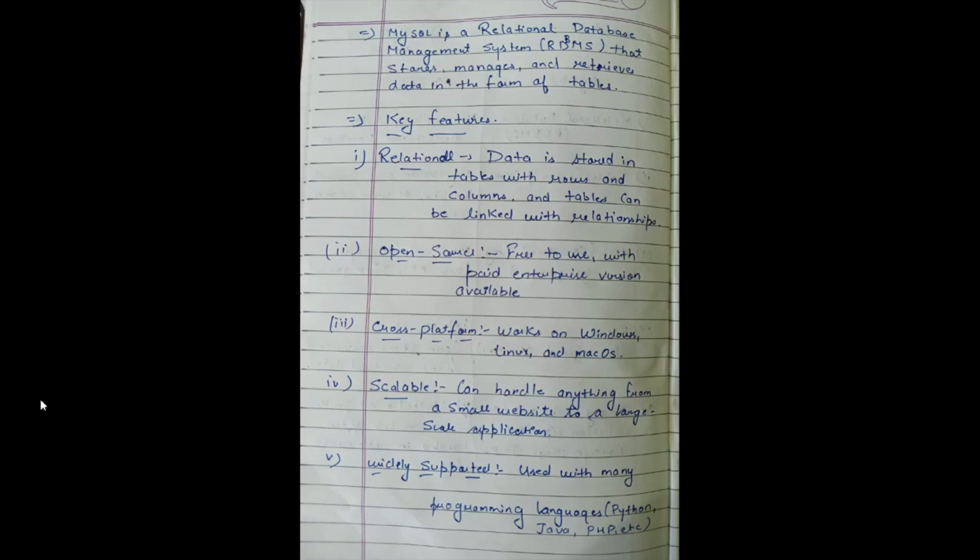Now, what are the key features? First one is relational. Relational means data is stored in tables with rows and columns, and the tables can be linked with relationships. Now, open source. Open source means it is free to use, so everywhere you can use MySQL. Now, cross platform. It works on different platforms: Windows, Linux and Mac. Scalable. It can handle anything from a small website to a large application.